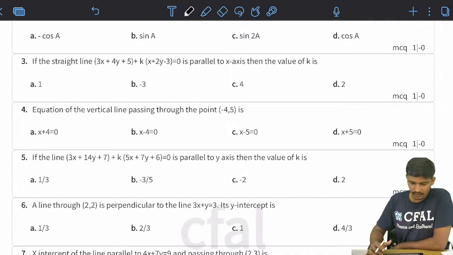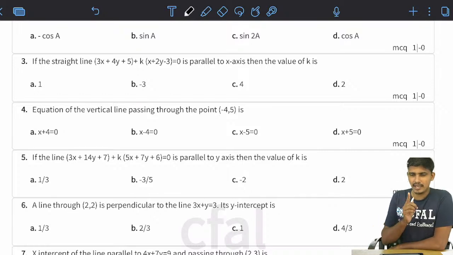Okay, so if not, then I can continue, right? So once again, see the fifth problem. If the line 3x plus 14y plus 7 plus k into 5x plus 7y plus 6 is equal to 0 is parallel to the y-axis, then the value of k is dash.